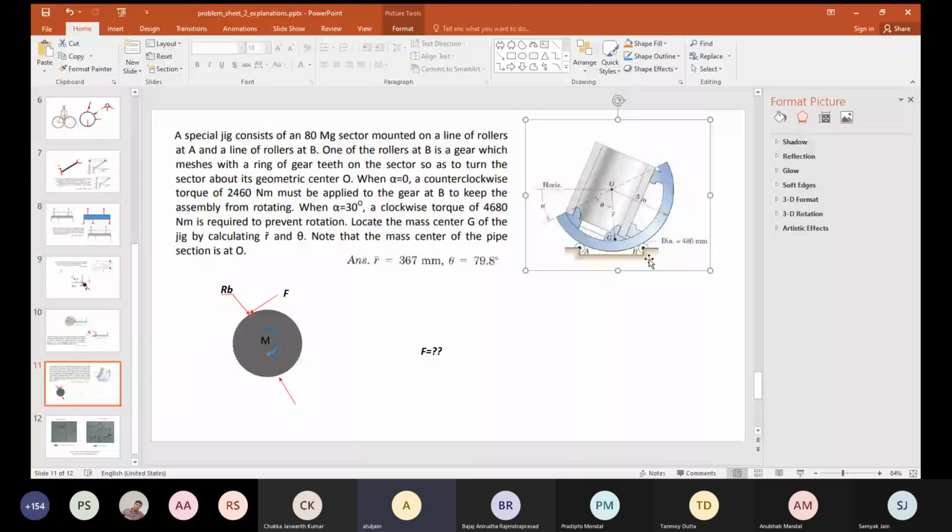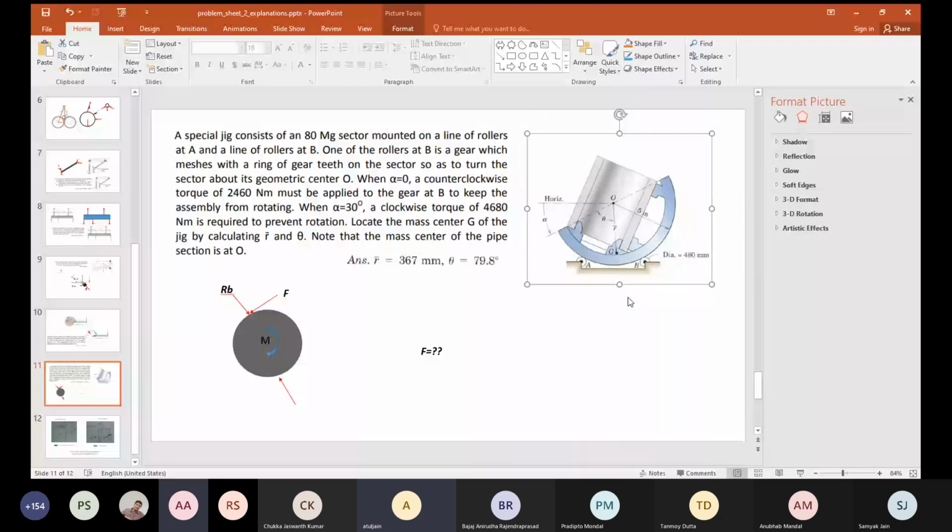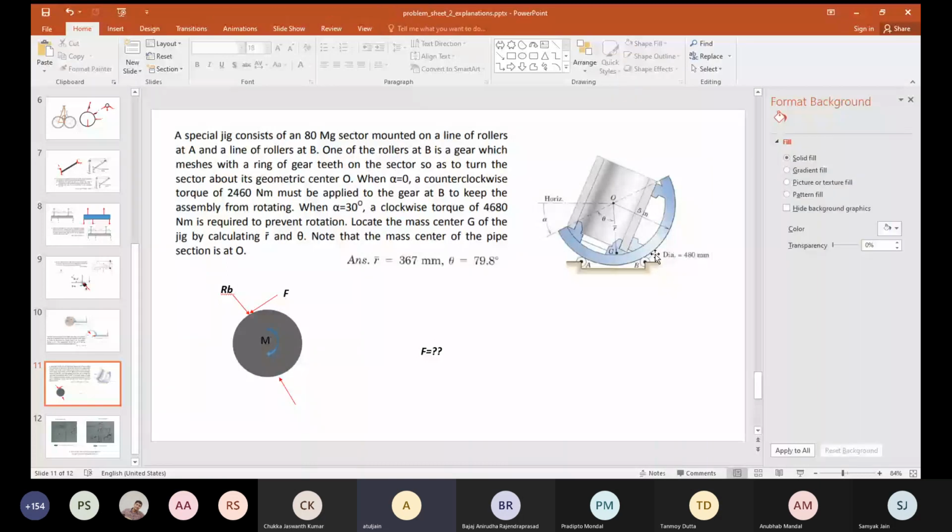Hello? Yes, sir, you're audible. Is it a small pulley? Somebody is saying it is a small pulley. A pulley ensures a rotation. We can apply external torque at B. Yes.